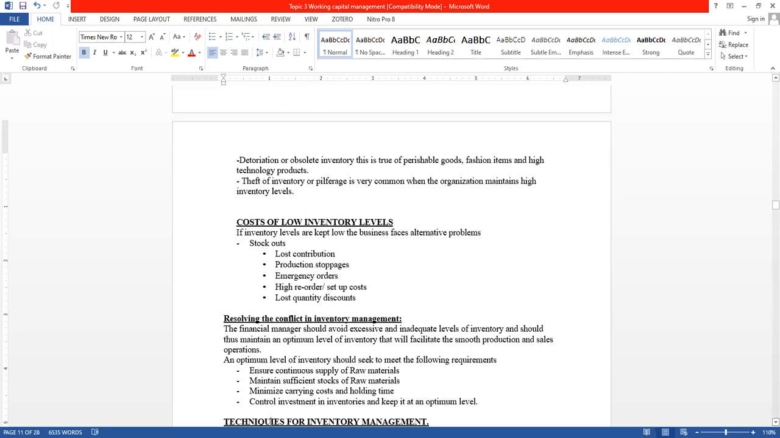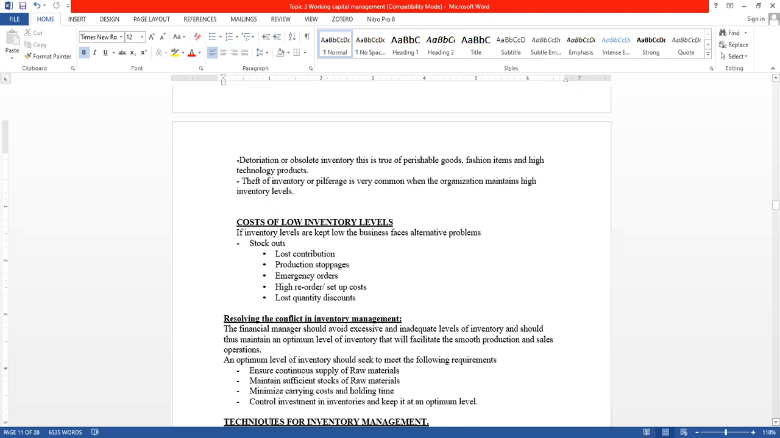And of course, that optimum level is that one which seeks to, one, ensure that there is continuous supply of raw materials. You maintain sufficient stock of raw materials. And how do you ensure continuous supply of raw materials? You need to treat your suppliers as business partners so that they are able to avail you with the raw materials that you require at any particular time. Maintain sufficient stocks. Of course, you need to monitor regularly, as later on we shall see, the different stock control levels.